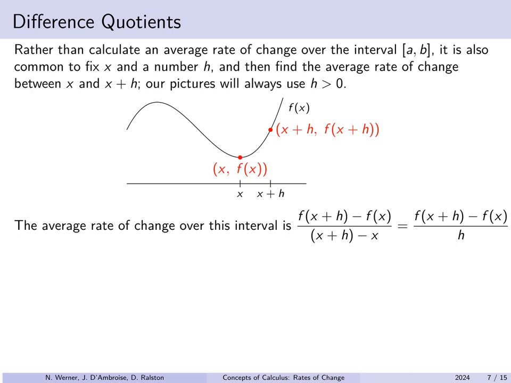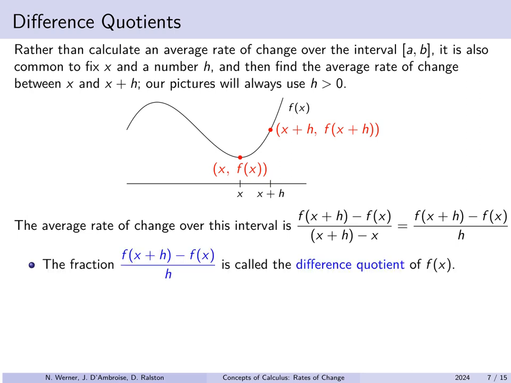It's just a convenient way to draw things, but it's not actually a required assumption. Whether h is positive or negative, at the end of the day, the average rate of change will always be given by f of x plus h minus f of x over h. What's important is that h is not zero, because we do end up dividing by it. In any case, this fraction, f of x plus h minus f of x over h, is called the difference quotient of f of x.